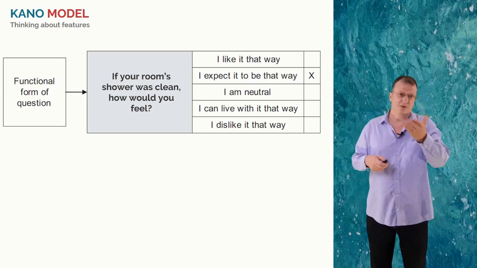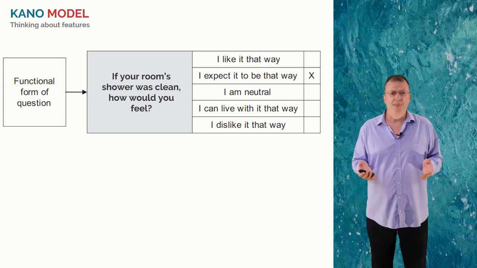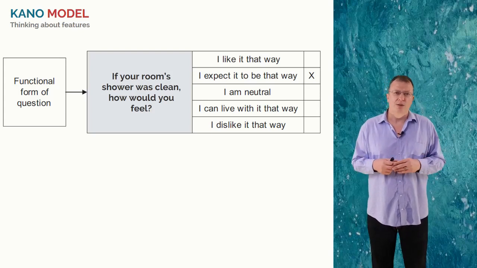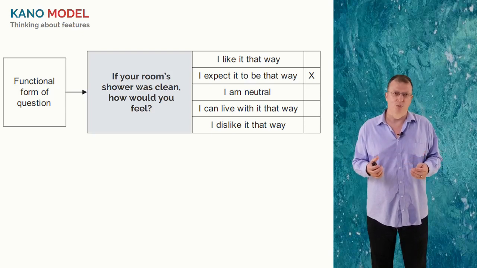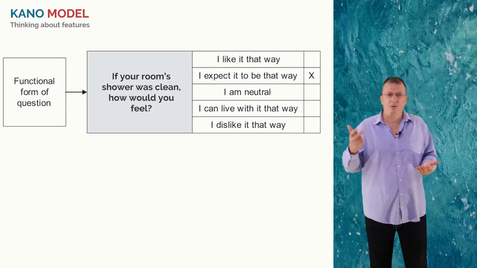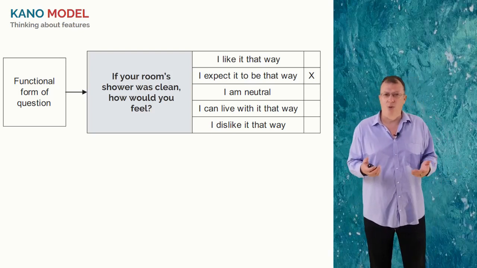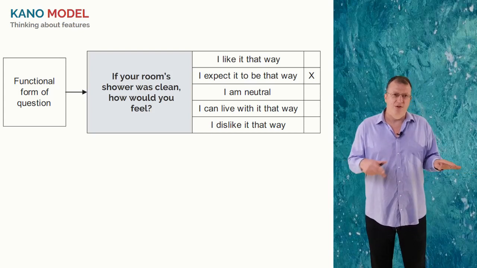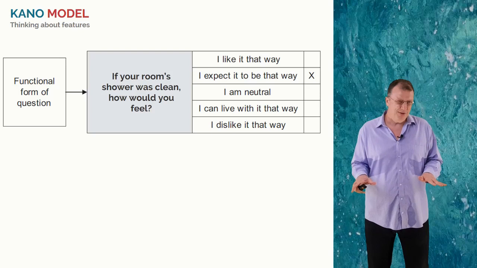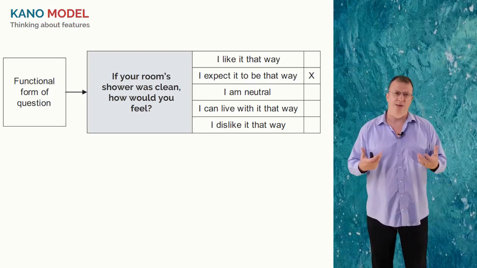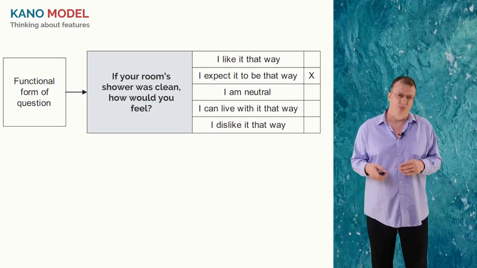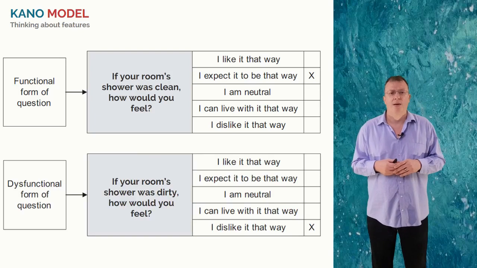So for this instance, if your room was really clean, would you dislike it? No, I wouldn't dislike it if my room is clean. I want my room clean. So yes, it gets up to I expect it to be that way. I'm not quite neutral. If it's there or not there, I'm not neutral about it. I like the fact that my room is clean, but I'm not ecstatic about it. So I sort of expect it that way. That's why we ticked expect.